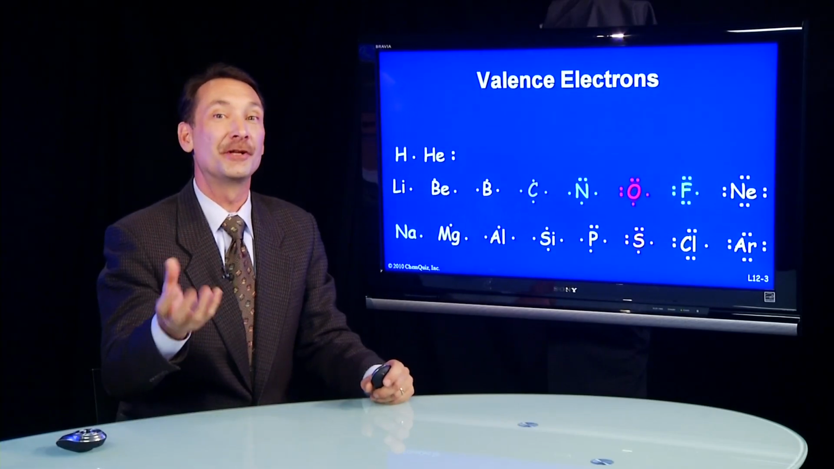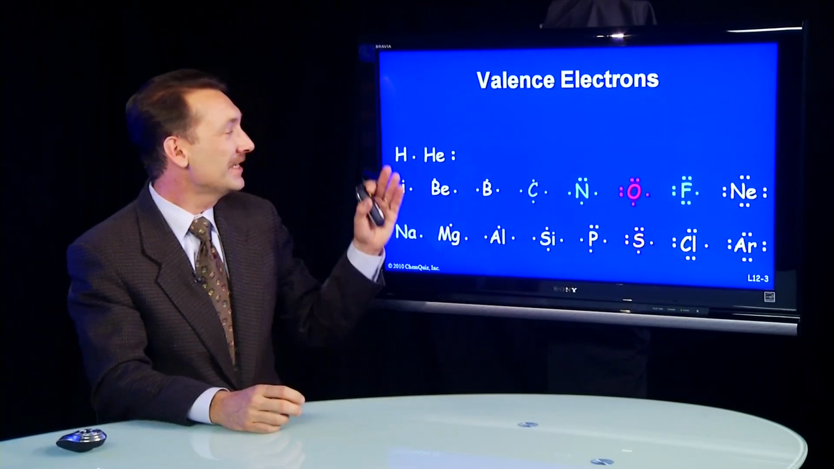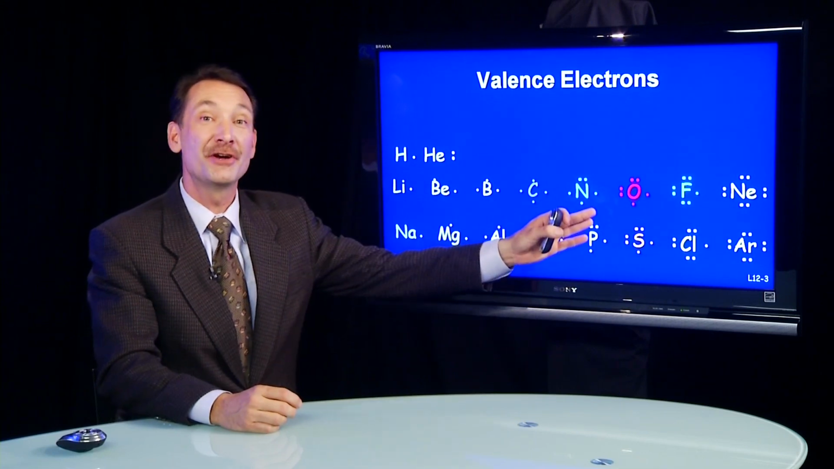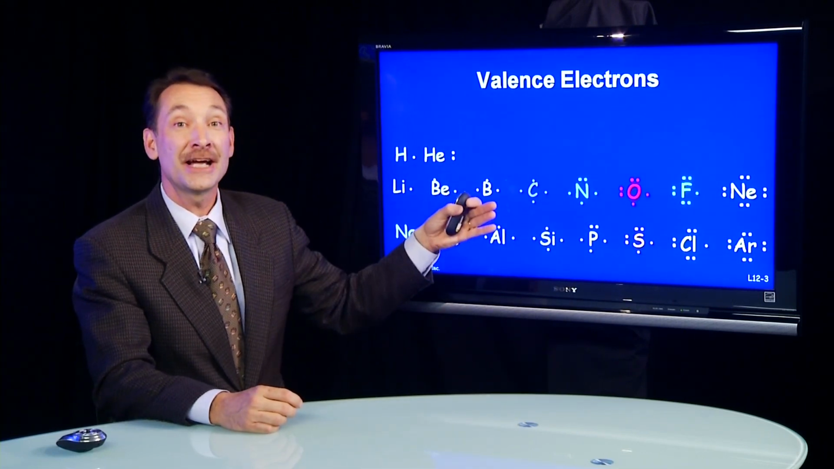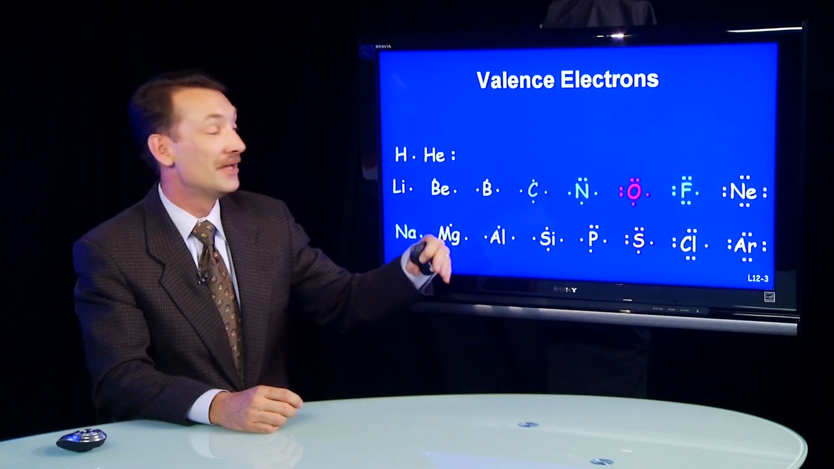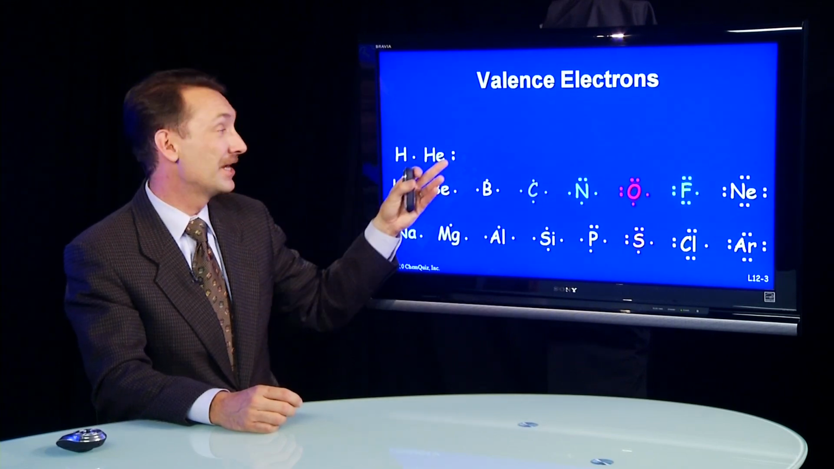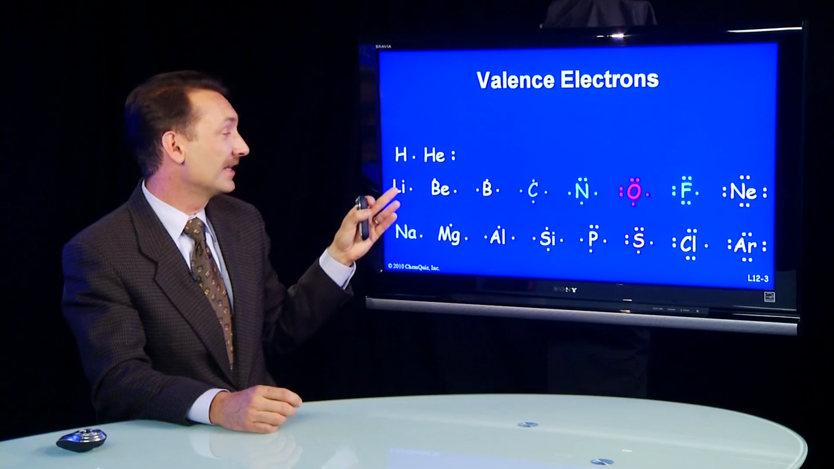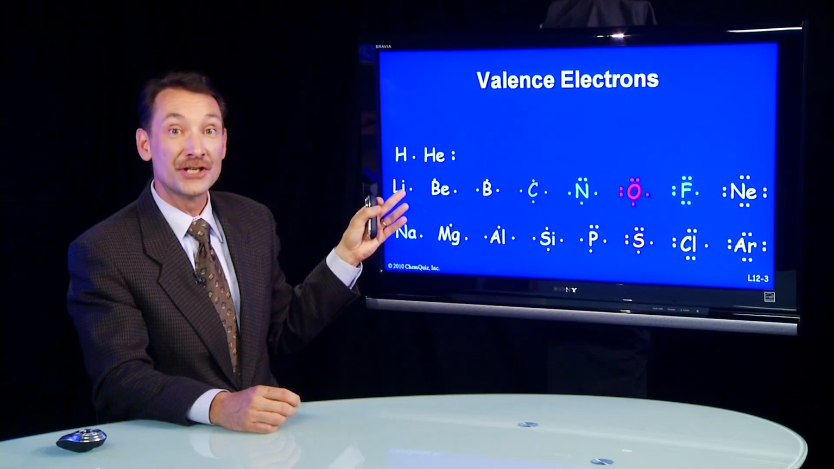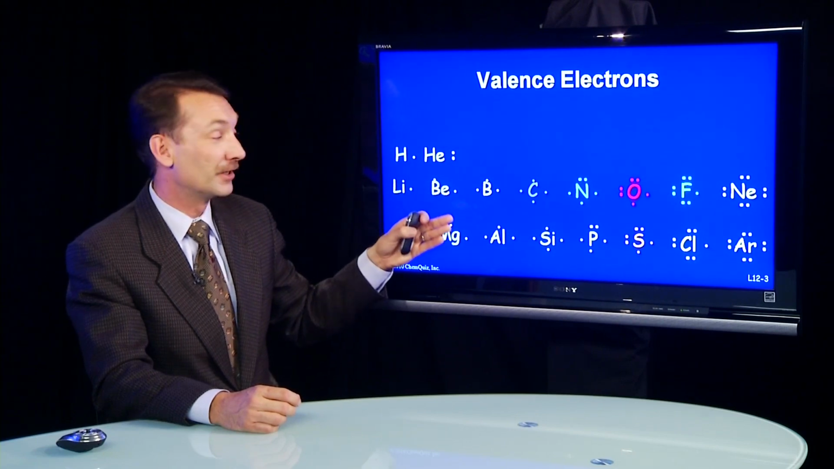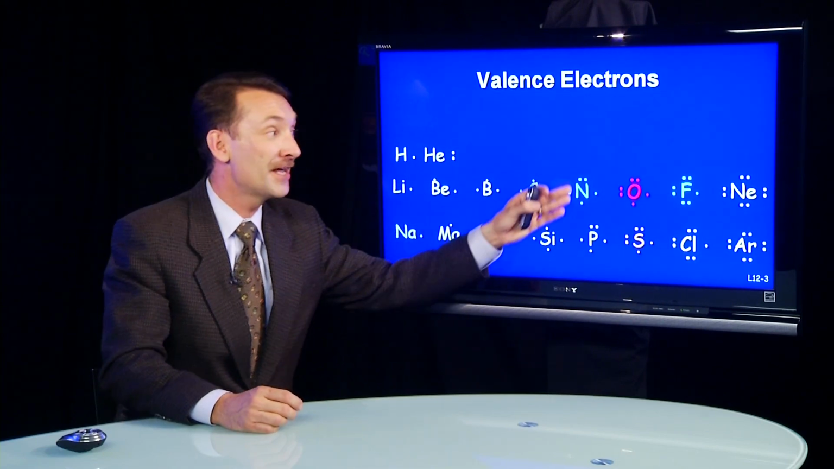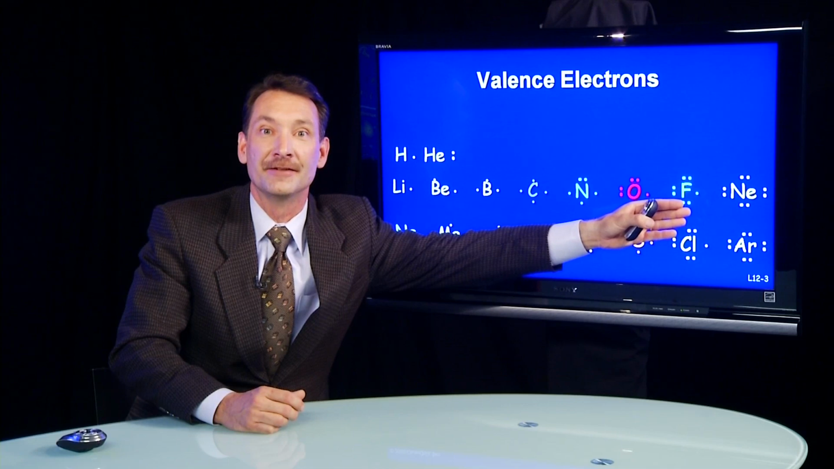Let's look at the periodic table in a slightly different way. What I've done here is I've written out the periodic table and I've represented by dots the number of electrons in the outermost shell. So for hydrogen, 1 electron, helium 2, and then lithium, the outermost shell, the principal quantum level 2, 1 electron, then 2 for beryllium, 3 for boron, etc., all the way across to neon.